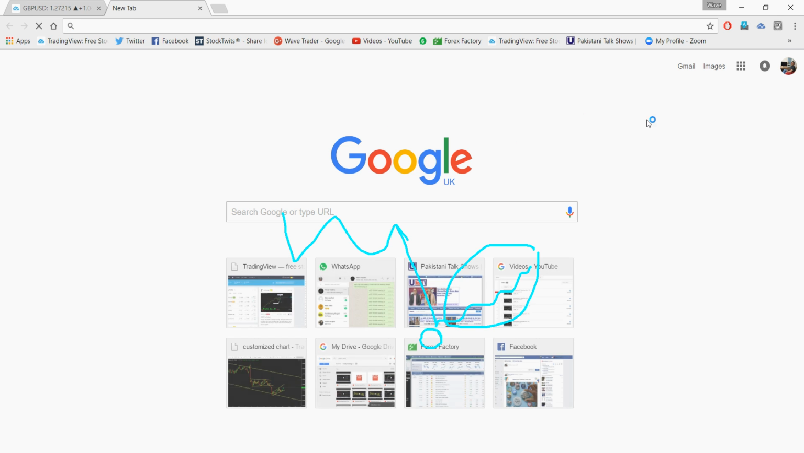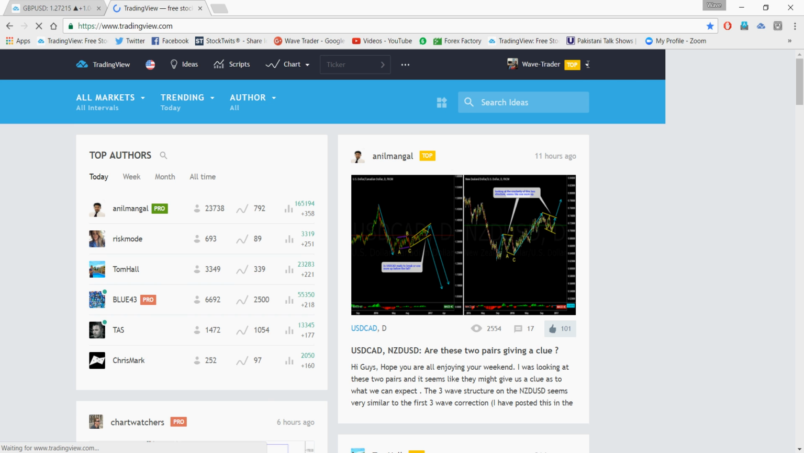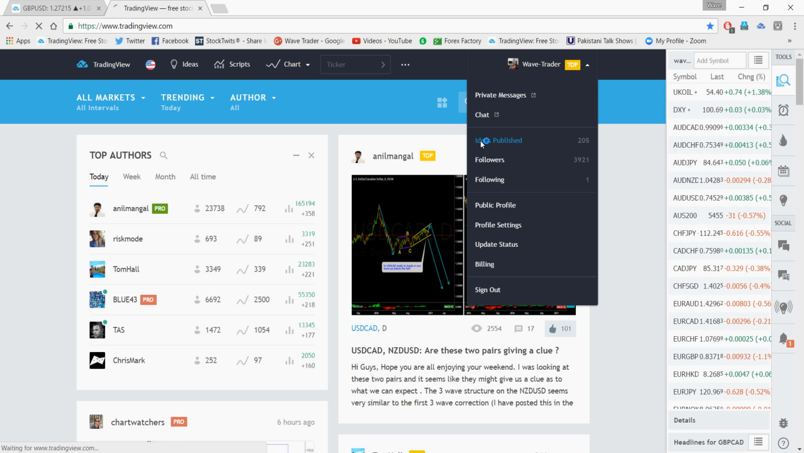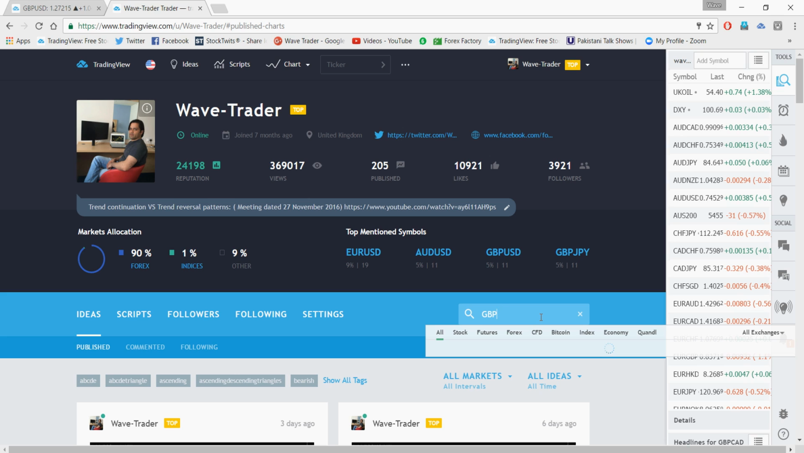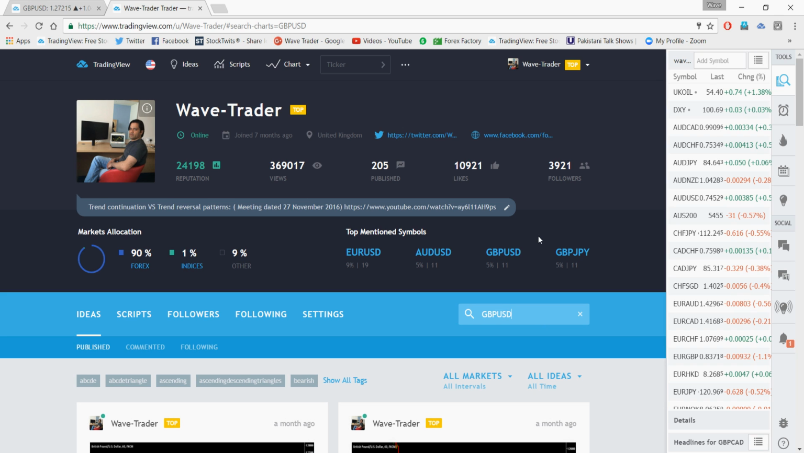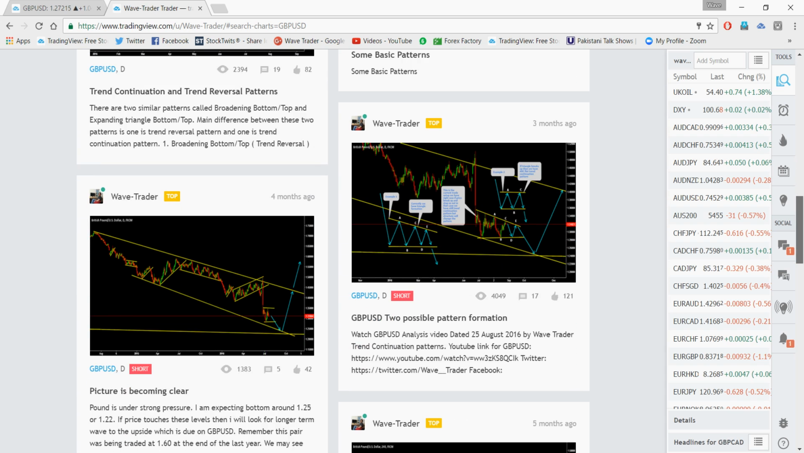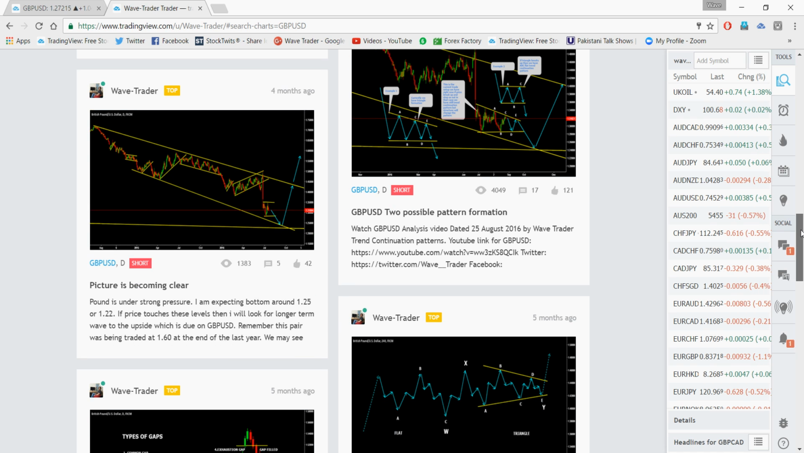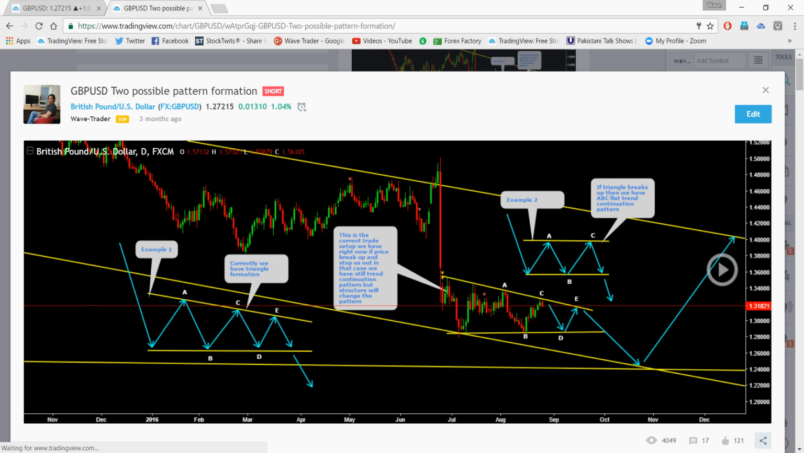Let me look at the idea. Okay, when you see the market is trending and forming a corrective wave against the previous trend, then it means price is going to continue with the previous trend. It is not going to reverse its trend if it is corrective.